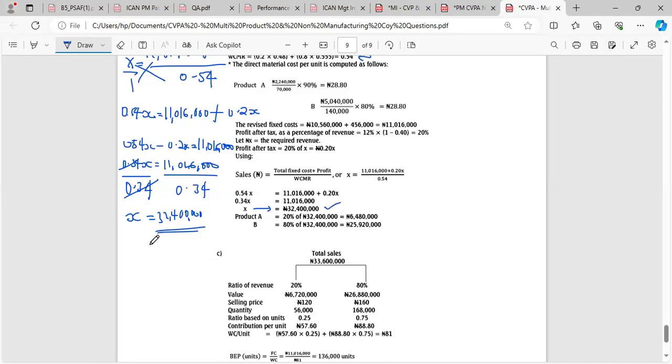So we'll now share it. You share or you apportion. So for product A, you will take what? 20% based on the question. Then for product B, we take what? 80% based on the question.